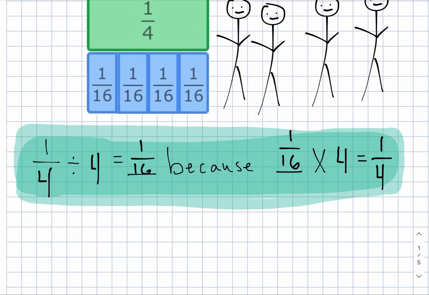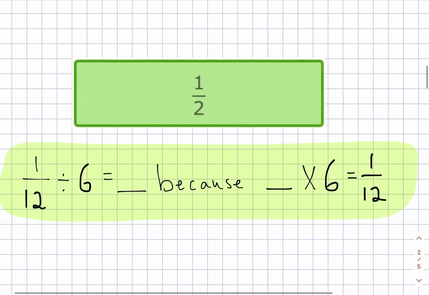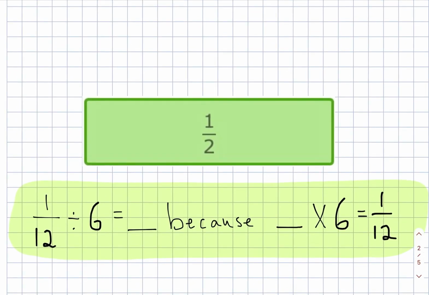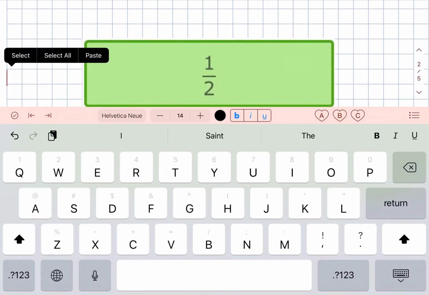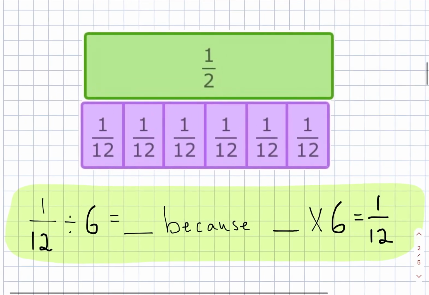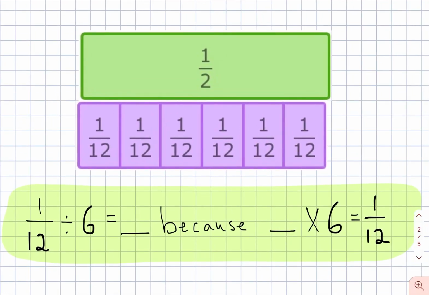All right, I've done a few examples. I would like you to try a couple examples on your own. So in your math notebook, label the top of your page dividing fractions. I'd like you to try this one on your own, 1/2 divided by 6. So we're going to follow that same pattern here. 1/2 divided by 6. Now, what is the value of one of these pieces? If you divided this up to 6 people, what would one person get? That is the answer. So in your math book, go ahead and try to solve this problem just like I did in the last 2 examples.